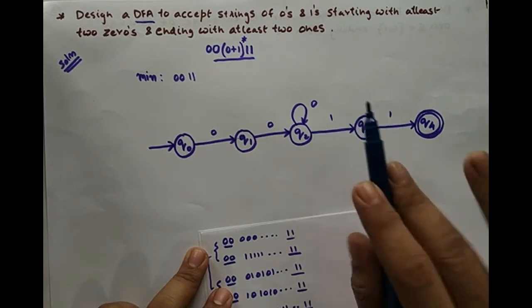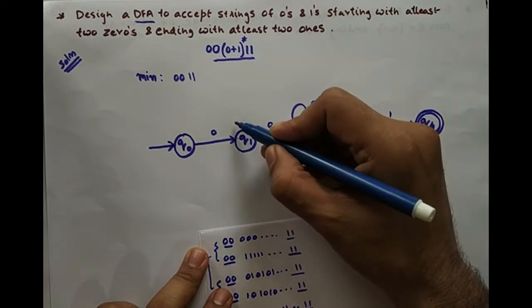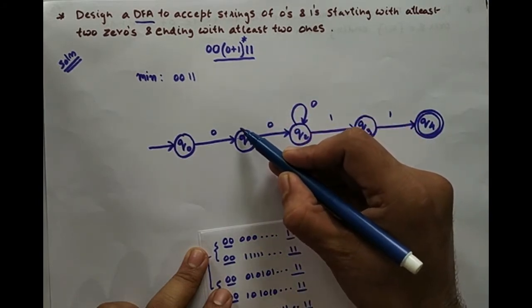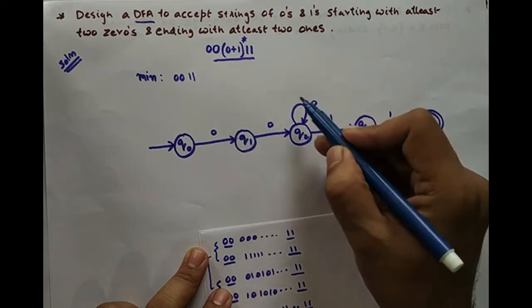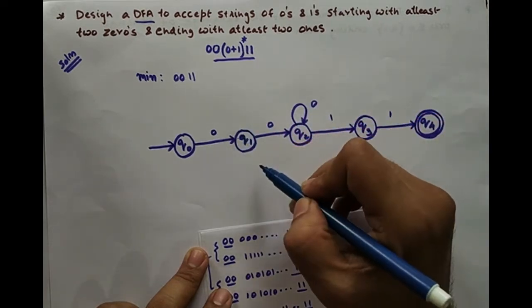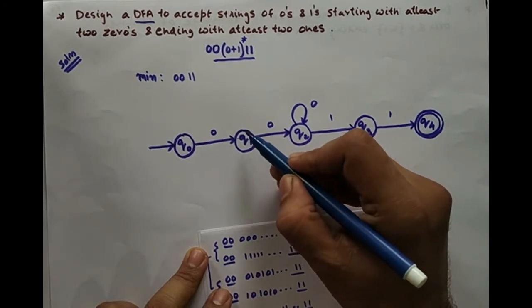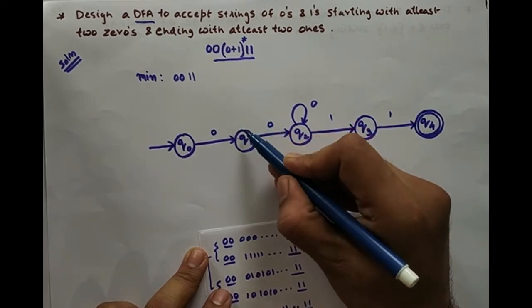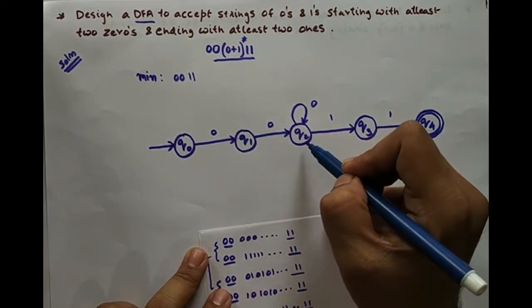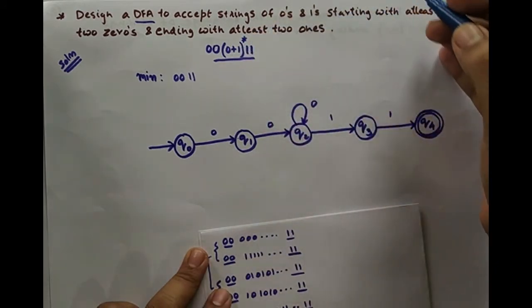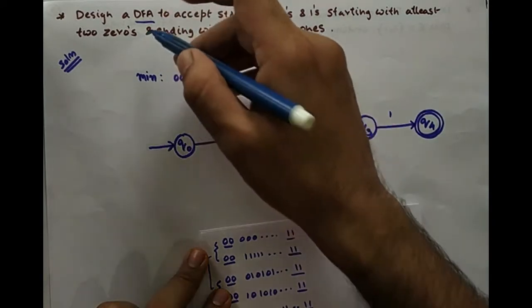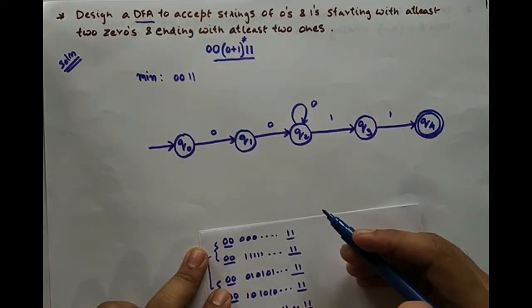For example, suppose a student tries to make a self loop here on 0. So that means Q1 on reading 0 goes to Q1. Suppose he wants to make the loop this way, here. Then what will happen? Q1 on reading 0 goes to Q1 also, and Q1 on reading 0 goes to Q2 also. Maybe all the strings which are given will be accepted, but the diagram that you have drawn is not a DFA, it becomes an NFA. Right?